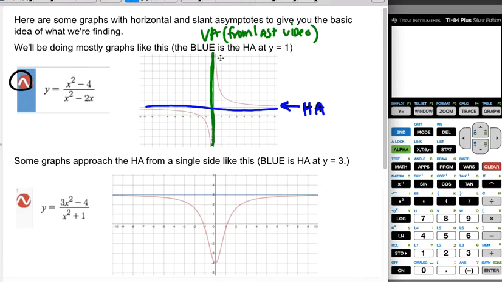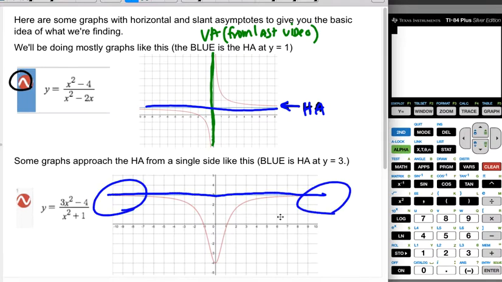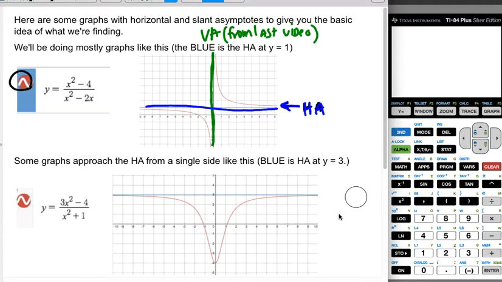See how the red curve, if you trace it, as x gets really, really far to the right, the graph behaves like the blue line. And as x goes really, really far to the left, this red graph behaves like the blue line. Here's another example of a horizontal asymptote. The graph does other stuff in the middle, but for really big values of x in either direction, really big negative or really big positive, the graph behaves like the blue line. That's essentially what it means to be a horizontal asymptote.